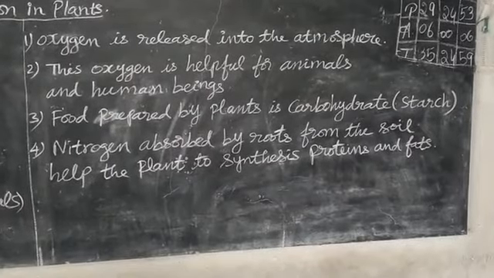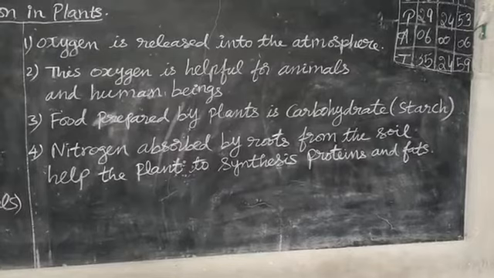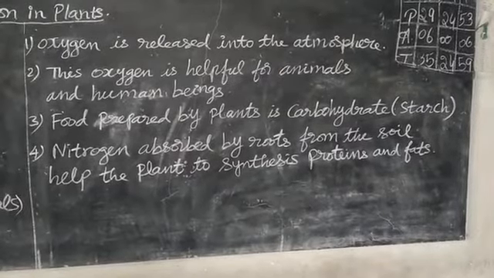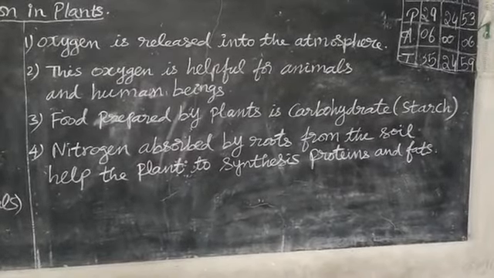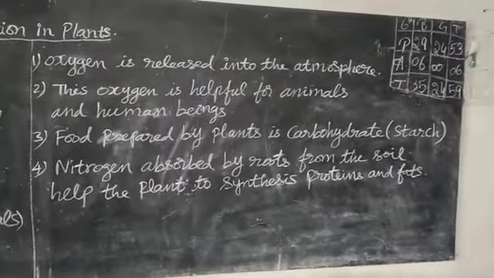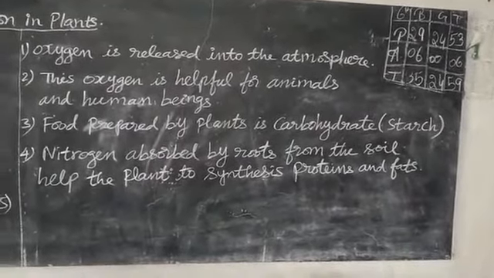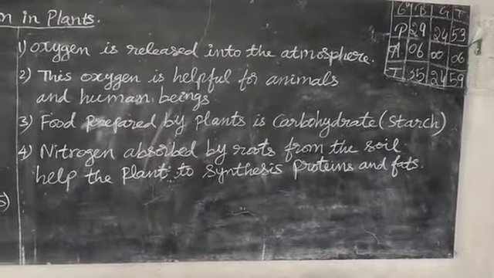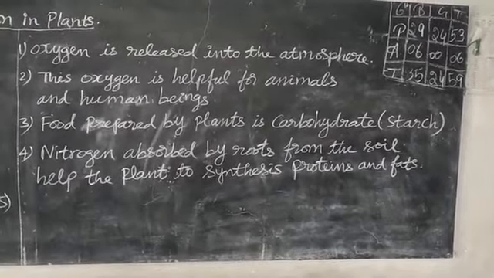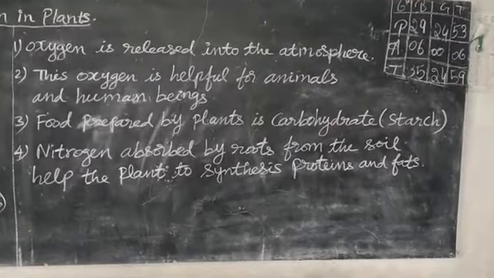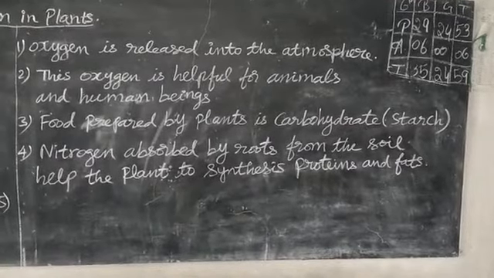Some plants prepare their food and the food is stored in the roots, like carrot, potato. Some plants store food in the stem, like sugarcane. Sugarcane, they store food in the stem. We eat sugarcane, no? The food is stored in the stem.